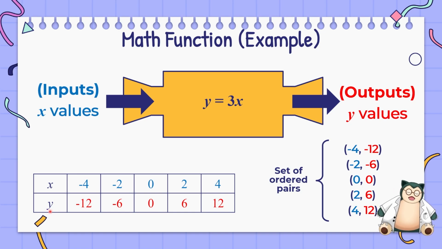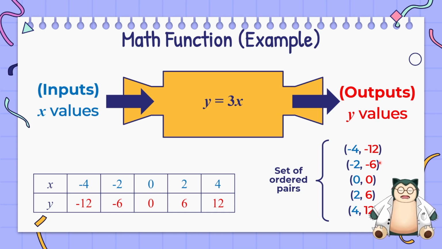Okay, now let's try to link this back to our Cartesian coordinates that we learned in the previous video. Do you notice that I can group up these x and y values to form our Cartesian coordinates? -4, -12, -2, -6, 0, 0, so on and so forth. What do you notice about this? Alright, these are just Cartesian coordinates by themselves.